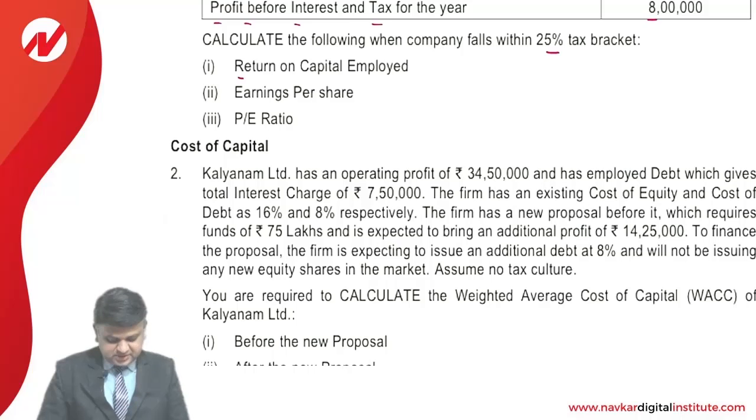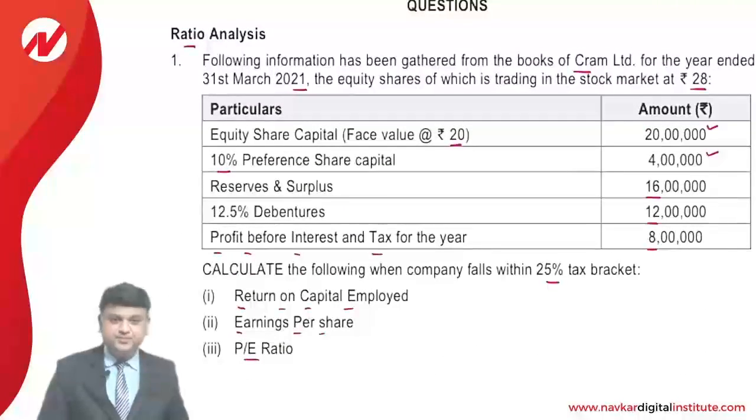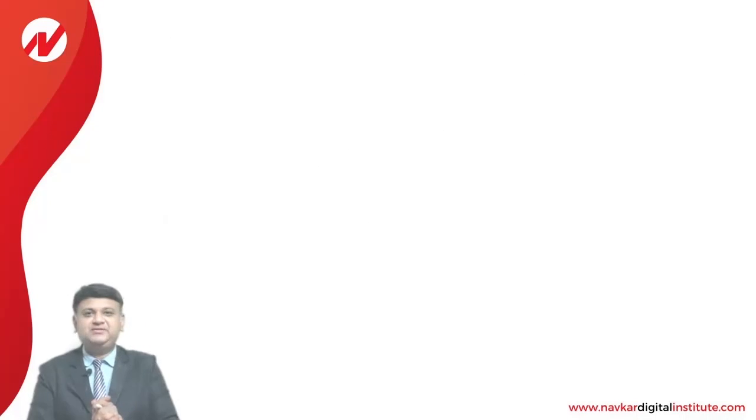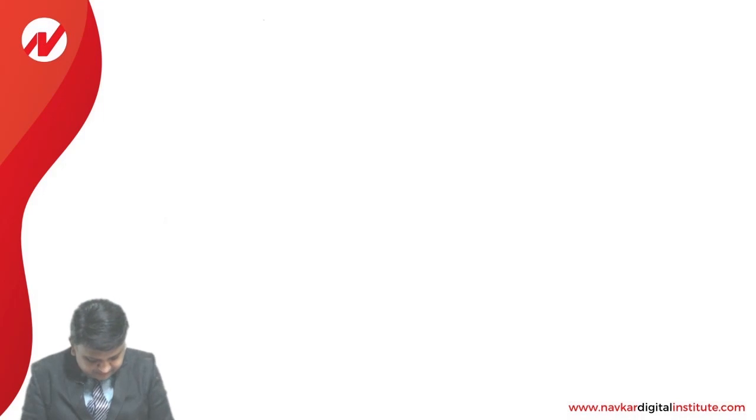The first question is ROCE, return on capital employed. The second question is EPS, earning per share. And the third question is price earning ratio. These are the three questions which we are required to answer. So let us understand how to make the calculation of return on capital employed.